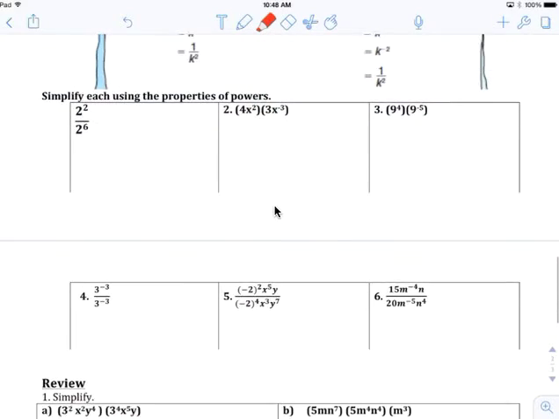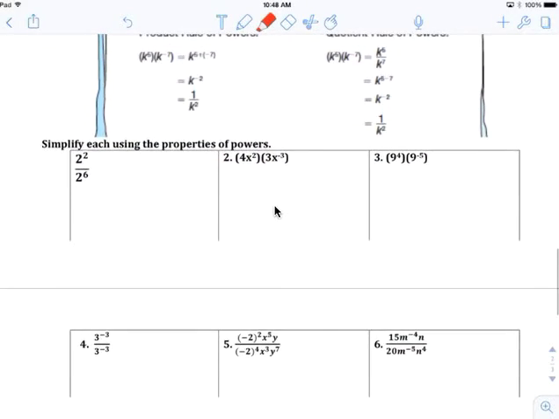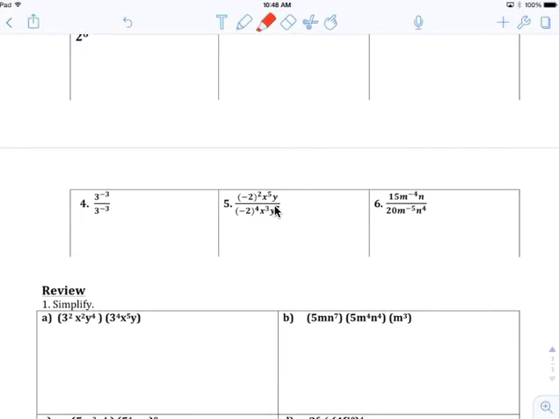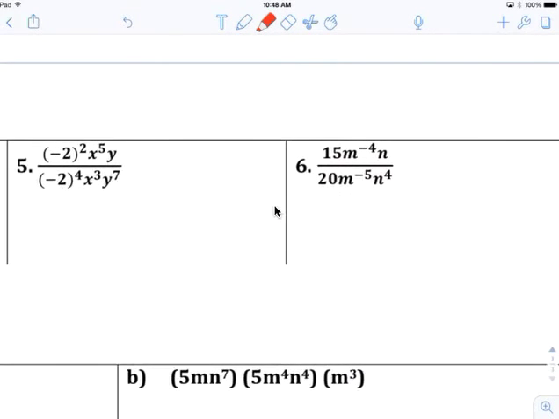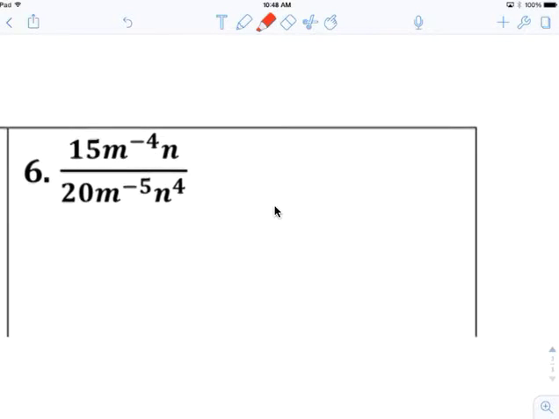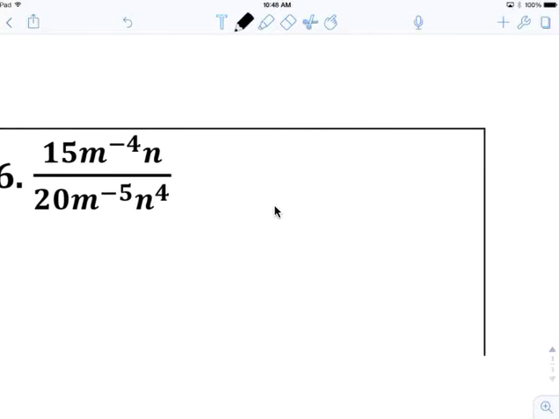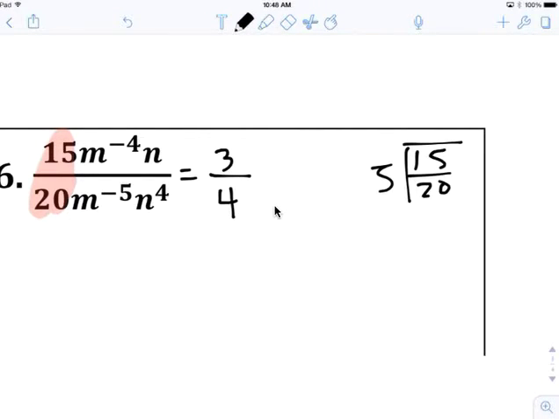I believe we went over a lot in class. This stuff here and this here, just in case I didn't go over this number 6 here, I think I did not. These bases are not the same, but they're just normal numbers. You can reduce them. 15, 20, you can both divide by 5. 5 into 15 is 3 times. 5 into 20 is 4 times.